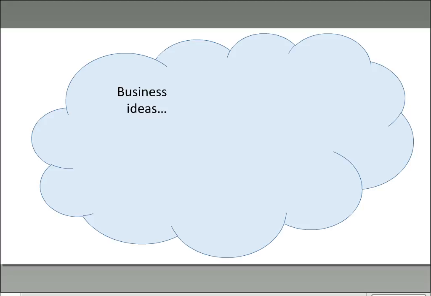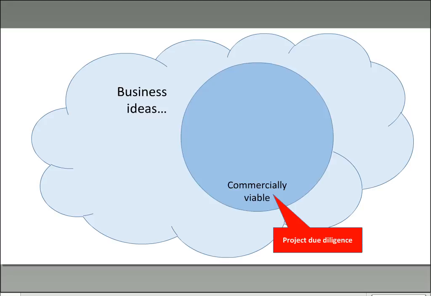We've identified 3 dimensions that successful programs considered as part of due diligence process for any joint investment. The first of these is the project due diligence, which really looks at the commercial viability of the idea. There are lots of business ideas out there, not all of which are commercially viable. It's important that we select those which are most likely to be viable.